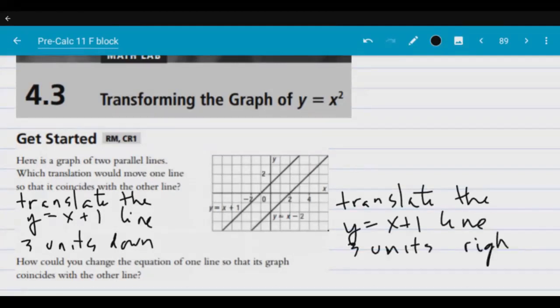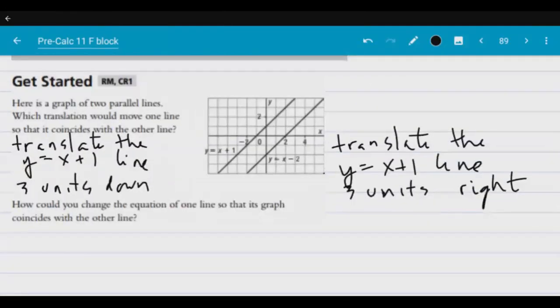Now, how can you change the equation of one line so that its graph coincides with the other line? Now, some of you might not be sure of how to do this. So let's take a look at the Desmos. Okay, stop sharing. And then I will look at this one. So guys, I hope you see this.